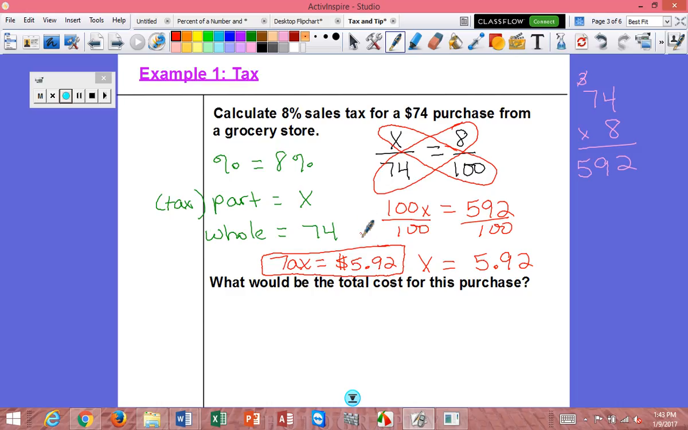Now it asks what the total cost for this purchase would be. Think of that like the final cost. So what we want to do is take the original cost, which was originally $74. Now we're going to add the tax of $5.92.